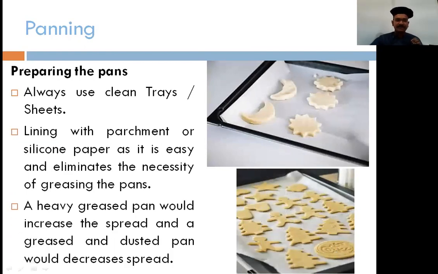Okay. A heavy greased pan. Now, why do we have to do that? A heavy greased pan would increase the spread, and a greased and dusted pan would decrease the spread. So it depends upon what exactly you do in the panning process, which will decide the spread of your cookie. If you line it with parchment paper, the spread will be less. If you do the greasing, the spread will be a little more.